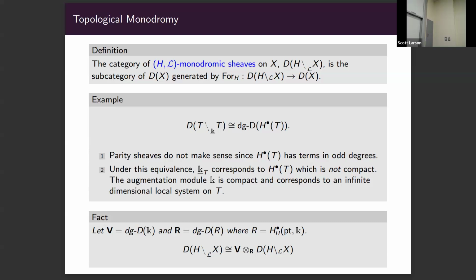what I will mostly care about is not actually the cohomology here, but the augmentation module. And if we look at the augmentation module, it's really nice. It's compact, it's finite dimensional. And if you try to figure out what the augmentation module goes to over here, it corresponds to some infinite dimensional local system. So not usually a constructible sheaf in the classical sense, but you can do it.